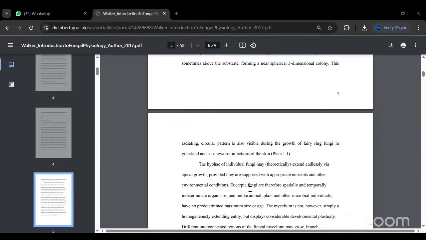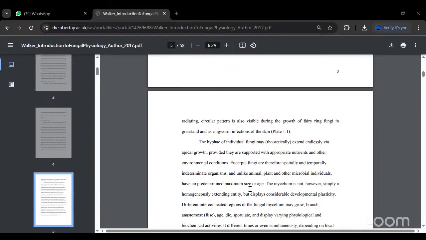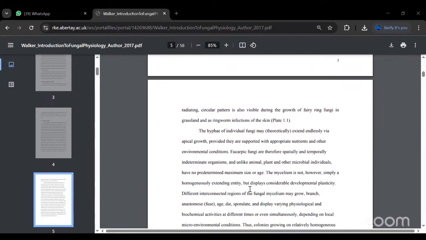Unlike animal, plant, and other microbial individuals, they have no defined form. The mycelium is not, however, simply a homogeneously extending mass. Different interconnected regions of the fungal mycelium may differ.